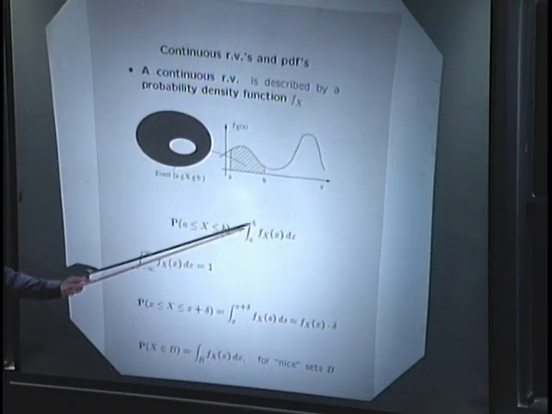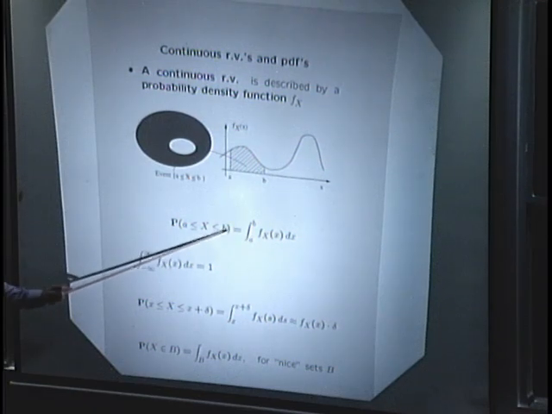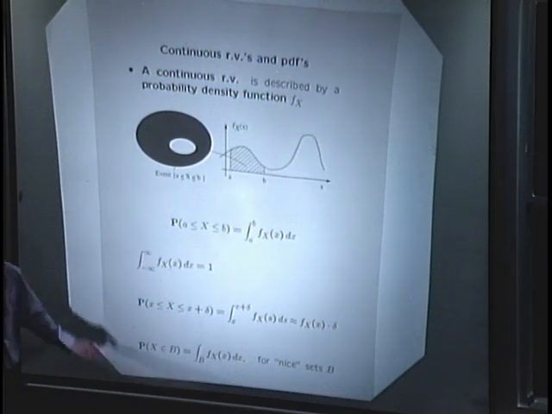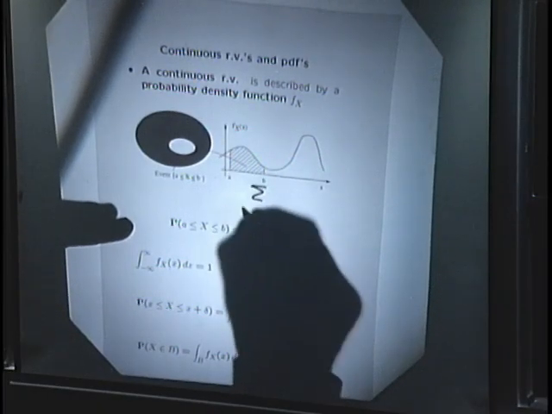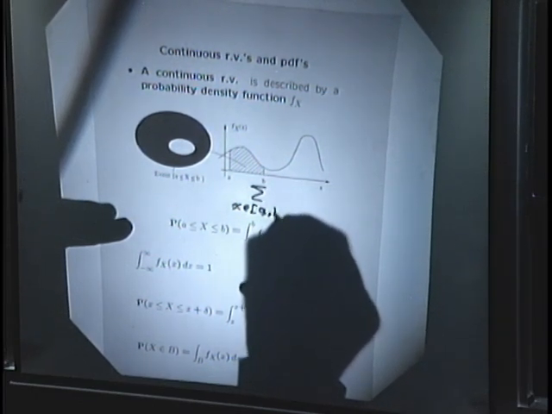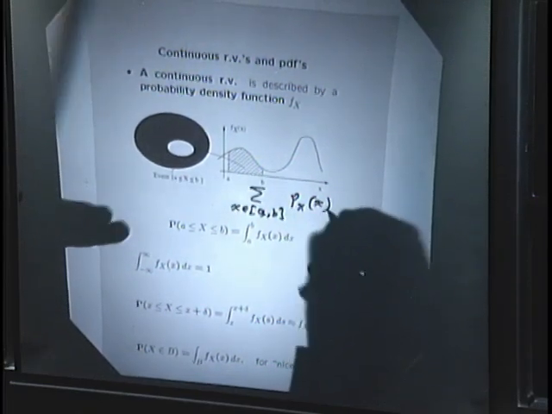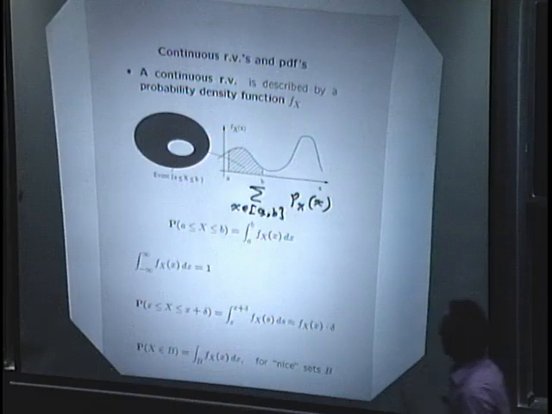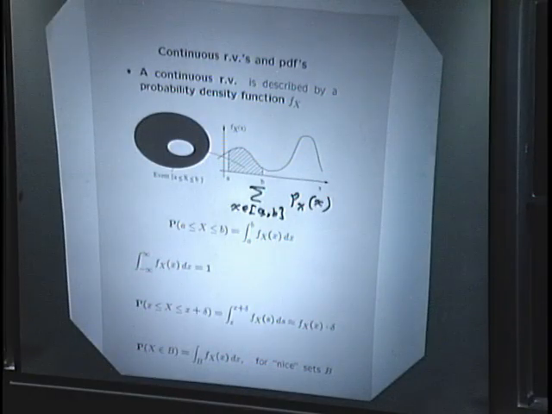For a discrete random variable, how do you calculate this probability? You look at all x's in this interval, and you add the probability mass function over that range. So just for comparison, this would be the formula for the discrete case. The sum over all x's in the interval from a to b of the probability mass function. And there's a syntactic analogy that's happening here, and which will be a persistent theme when we deal with continuous random variables.